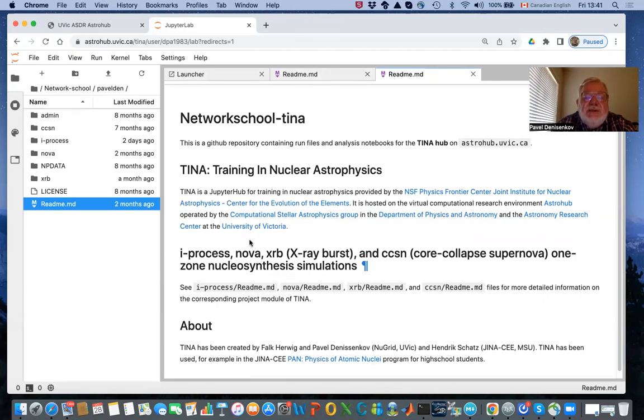You can simulate one-zone nova nucleosynthesis and X-ray burst nucleosynthesis. This is nucleosynthesis that occurs on a neutron star accreting hydrogen and helium-rich material. And also one-zone nucleosynthesis simulations for core-collapse supernova, okay?